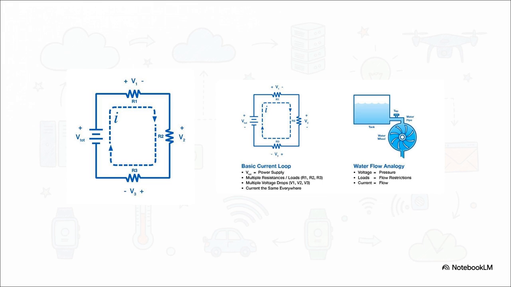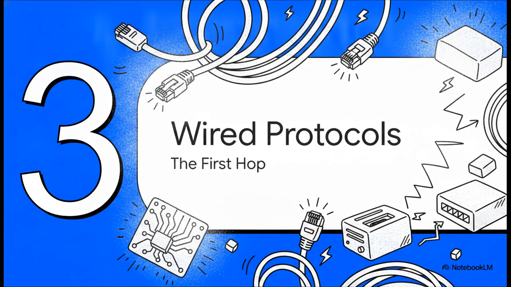In the industrial IoT world, this is exactly why a 4 to 20 milliamp current loop is used. That constant current carries super reliable sensor data back to the hub, completely unaffected by any voltage drops along a long wire. All right, section 3, wired communication protocols. We'll call this the first hop.